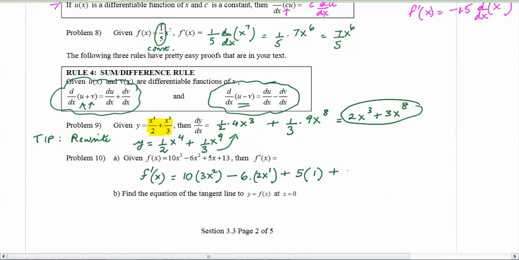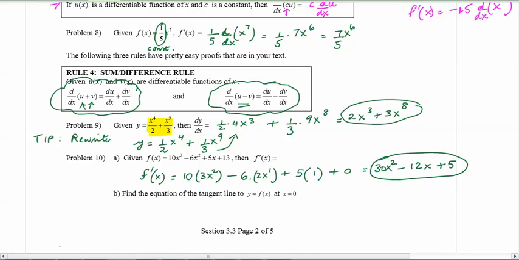The derivative of a constant, remember, that represents a horizontal line, and the slope of a horizontal line is 0. So we would then tidy all this up and we get 30x squared minus 12x plus 5, and we are done. These are easy peasy, they are fun.